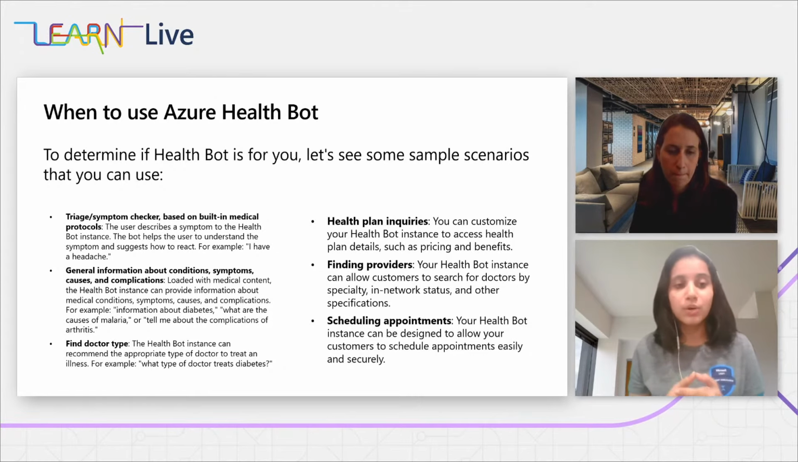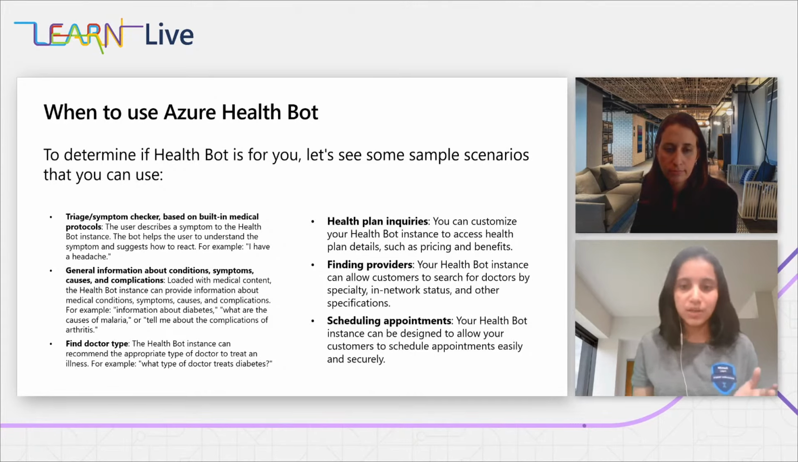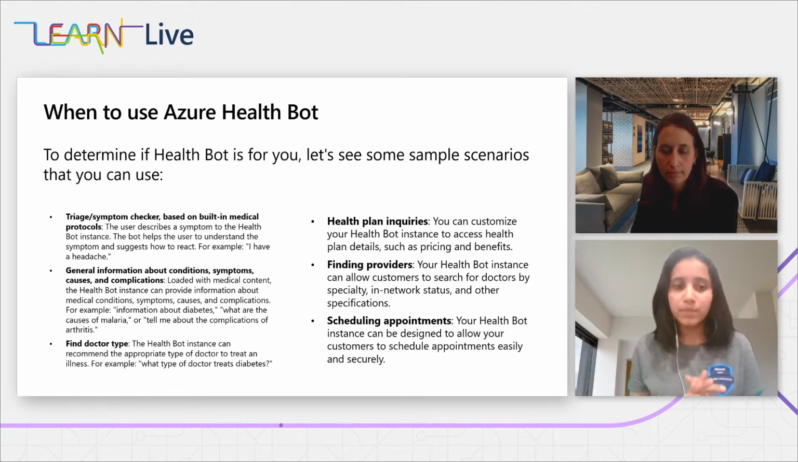Or you can also go for finding providers. For example, you want to search doctors by specialty, in-network status, and other specifications. The other thing could be you can build your health bot to schedule your doctor appointments or your appointments with your dentist or any other specialty, which is again a very useful and handy thing to do. So these are some of the examples in which you can use the health bot.